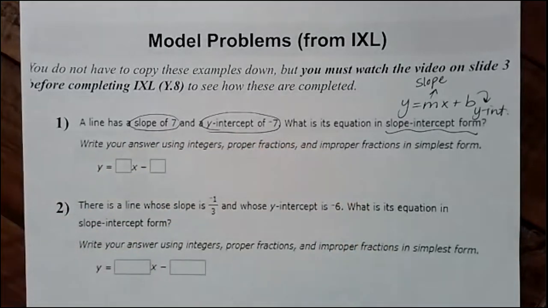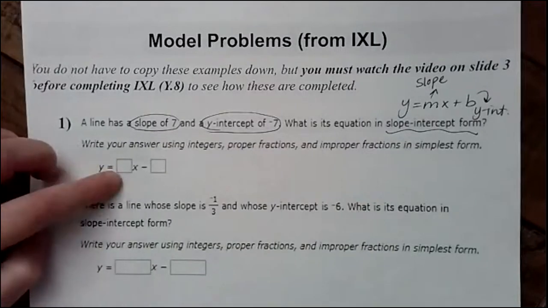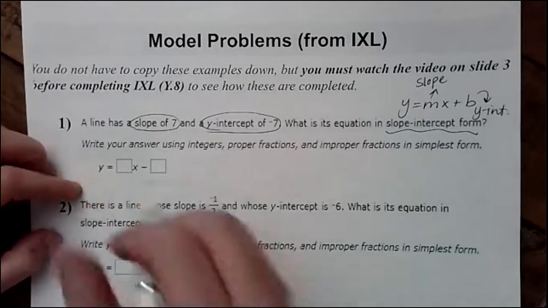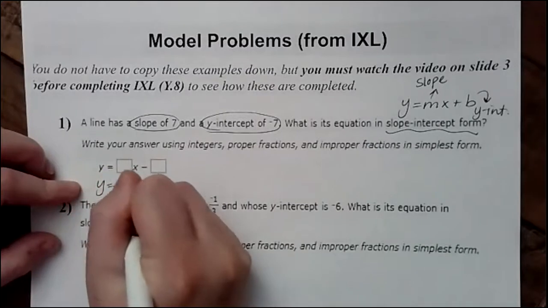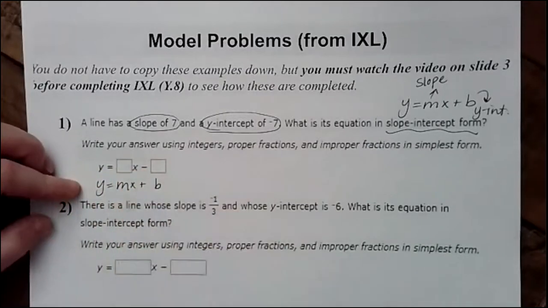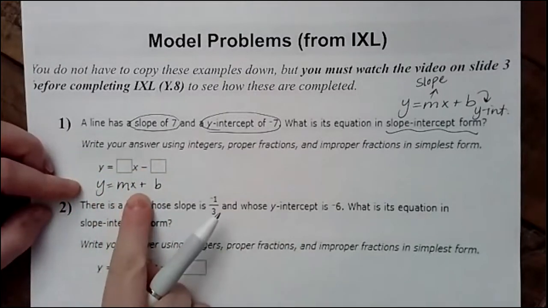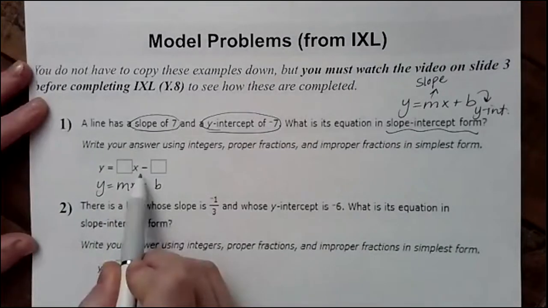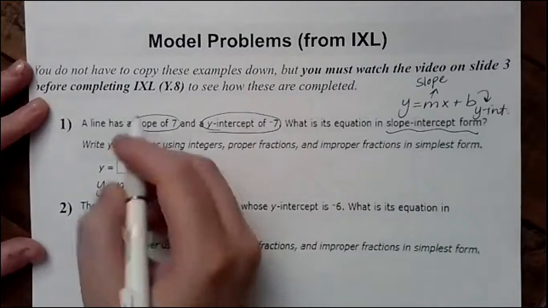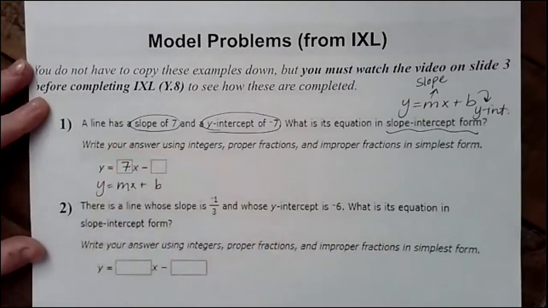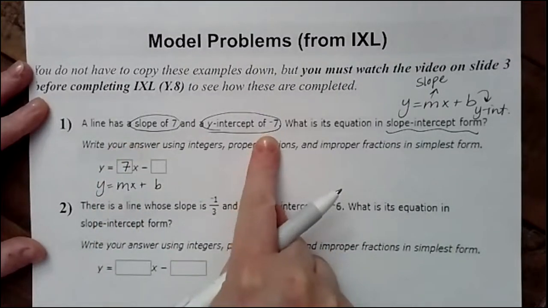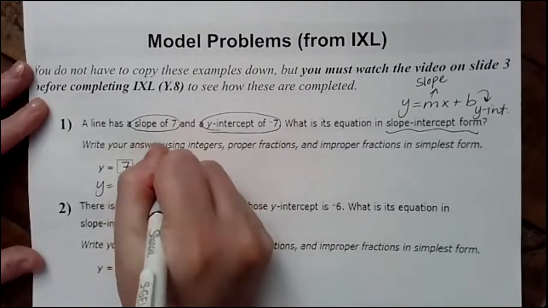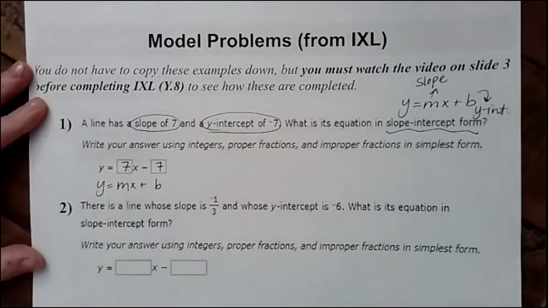What is the equation? Well, on IXL, all I have to do is fill in the blanks. I know that it's y equals mx plus b. Now, even though there's a plus sign, we always take the sign of whatever the y-intercept is. So that's why there's a minus sign here. My slope is 7, so that goes here. And my y-intercept is -7, so that's why it's -7. Let's go over the second one.